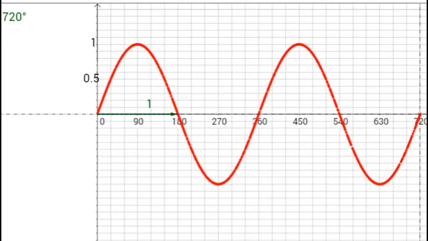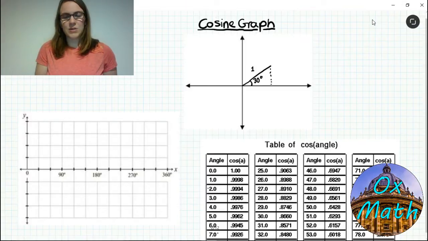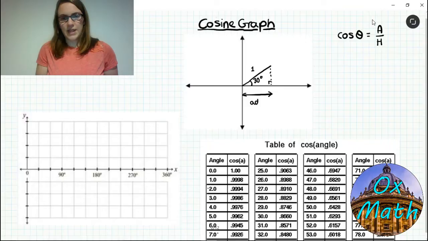So now let's have a look at a cos graph. For a cosine graph, we can do exactly the same thing, and we could draw a line that has a length of 1, which will be our hypotenuse, and if we made the angle 30 degrees, say, we could make it into a right angled triangle. But this time, because cos of an angle is equal to the adjacent over the hypotenuse, in this case it is this horizontal length which is our adjacent.